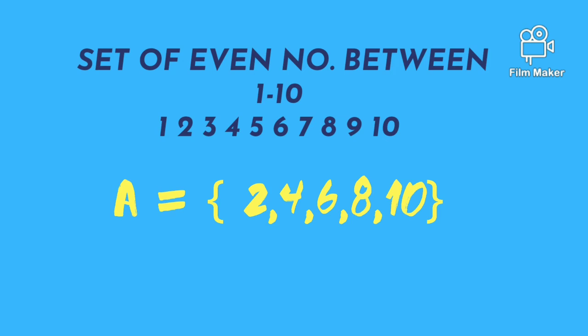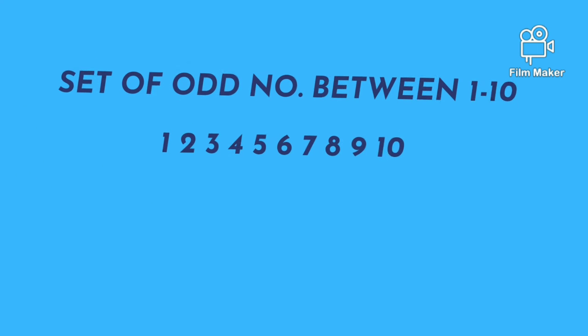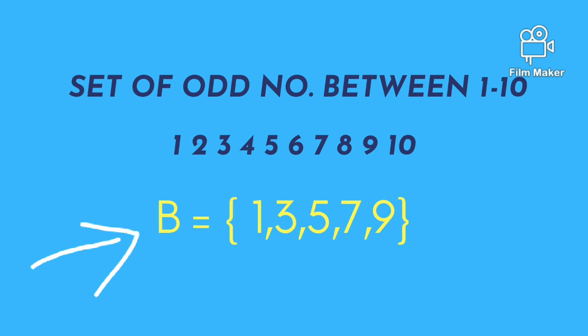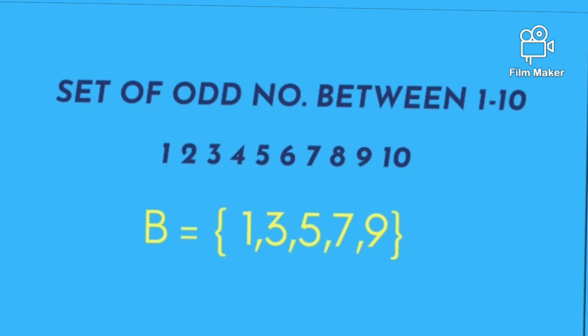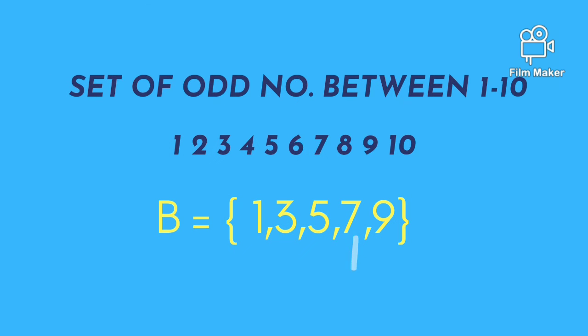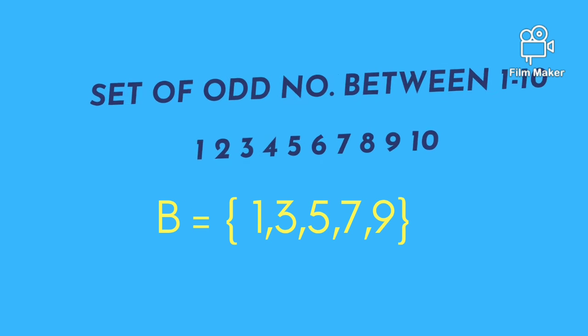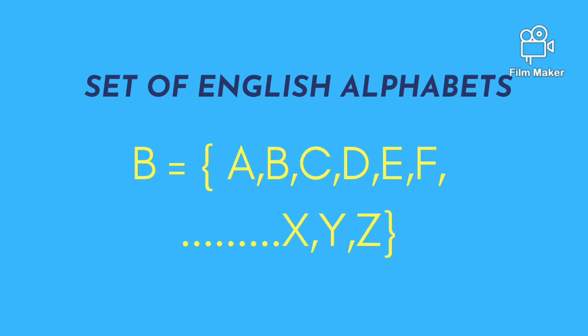Let's take another example. A set of odd numbers between 1 to 10. Let's call this set B. From the given numbers between 1 to 10, set B is equal to, open a curly bracket. Since odd numbers start with 1, so 1, 3, 5, 7, and 9. Close the curly bracket. So this will be set B, which is a set of odd numbers between 1 to 10. Another example. This is an example of a set of the English alphabet. It looks like this.